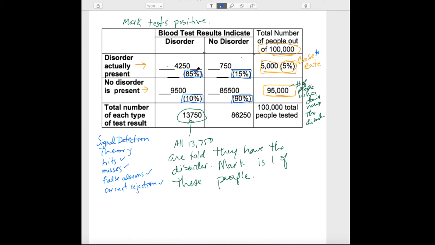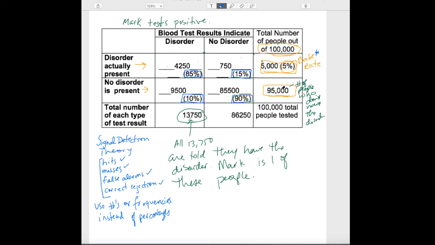If instead of using percentages, we figure out the actual number of people who test positive or negative, who get hits, misses, false alarms, or correct rejections, if we can figure this out in terms of numbers or frequencies, instead of percentages, we can do a much better job and we'll be less biased in our reasoning. So let's take a look.